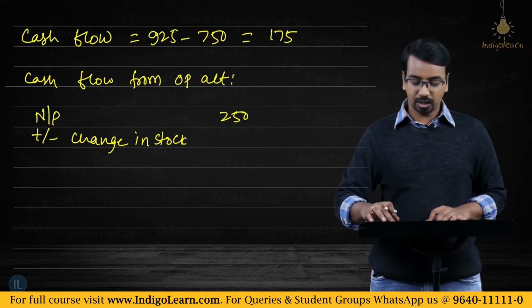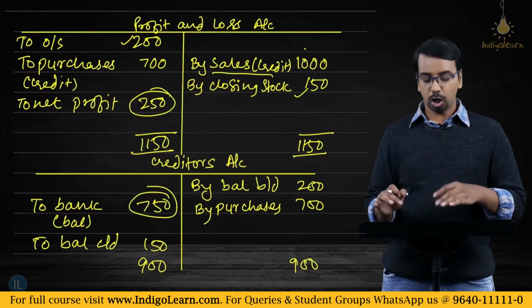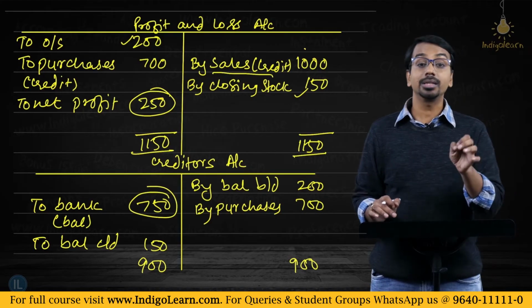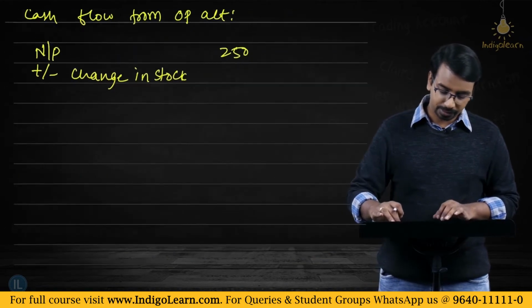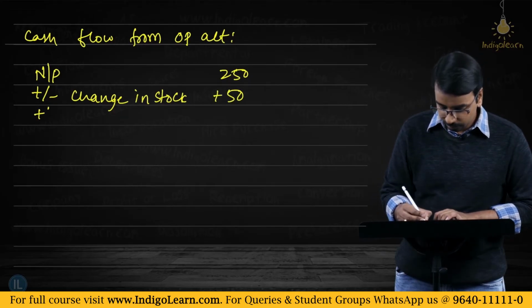Now, I think by now you would be comfortable. You can simply do opening stock minus closing stock. 200 minus 150, the number is positive. So, you will add back plus 50.